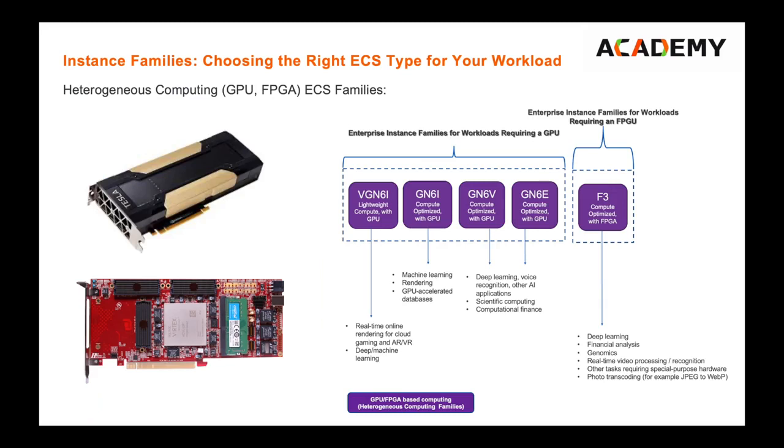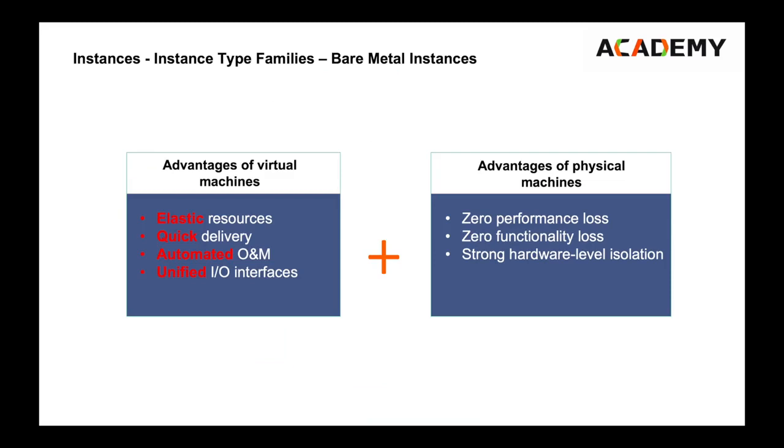We also then have heterogeneous computing ECS families. These are instances that include special purpose hardware for some particular task. So any instance with GN in the name will include a GPU. You can use the GPU either for machine learning tasks or for visualization, game streaming, maybe high-speed media transcoding. And then there's the F-class instances. These include an FPGA card. So if you have some purpose-built algorithm that you want to run on an FPGA card to do super fast processing, you can use the F-class instance.